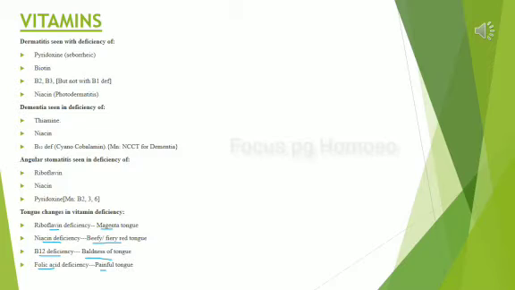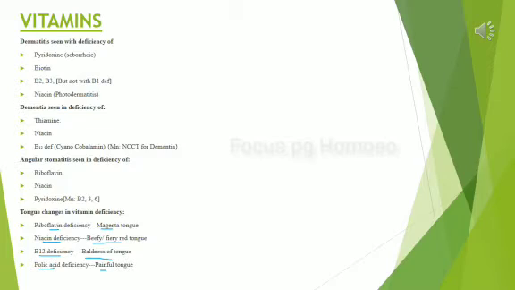Next, dementia. Dementia is seen in deficiency of thiamine, niacin, and vitamin B12 deficiency. So mnemonic here will be NCCT. For vitamin B12, we have used cyanocobalamin. So NCCT, niacin, cyanocobalamin, and thiamine for dementia.